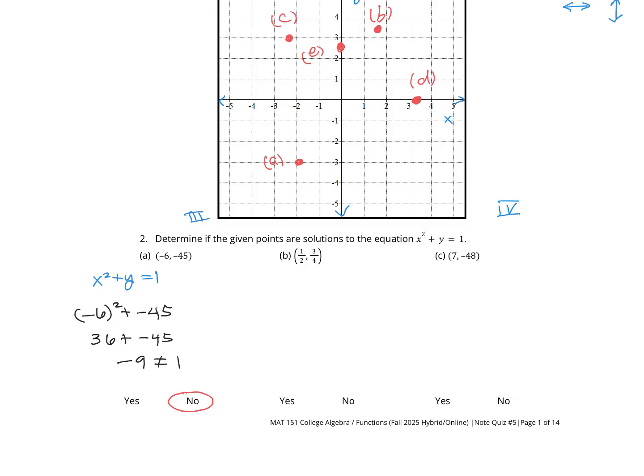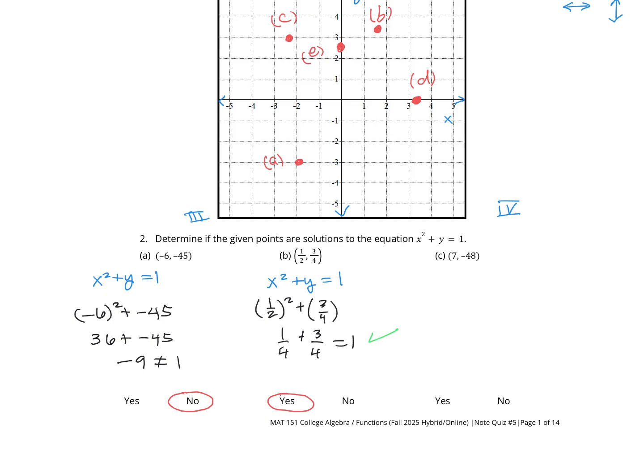Now let's move on to the next one. Again, it's still x squared plus y equals 1 that we're trying to check. Taking that ordered pair, we've got x is 1/2, so that's 1/2 squared, plus the y number, which was given as 3/4. 1/2 squared is 1/4, plus 3/4. They do add up to make 1, so that ordered pair checks out. The answer is yes, that ordered pair is a solution of that equation.